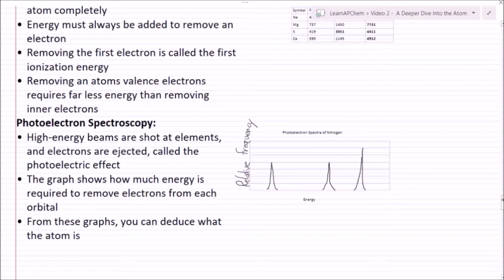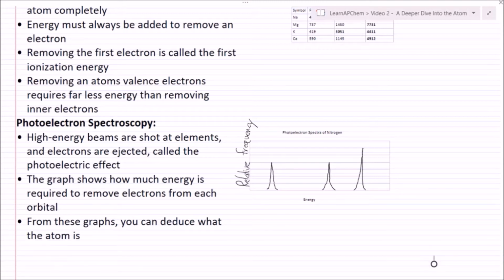Alright, so let's talk about photoelectron spectroscopy. This is where high energy beams are shot at elements and electrons are ejected, and this is called the photoelectric effect. The graph shows how much energy is required to remove electrons from each orbital. From these graphs, we can deduce what the atom is.